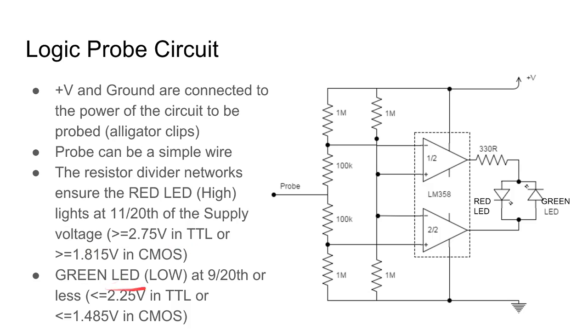And then the green LED, which represents the low signal, will be lit at 9/20ths of the probed voltage or less. So it'll be anywhere between 2.25 volts for TTL or less, or for CMOS it will be 1.485 volts or less.